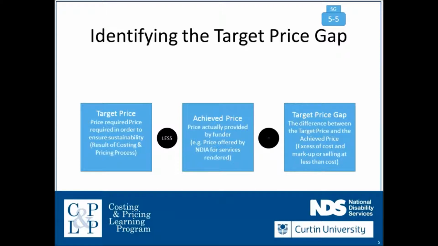So if the gap is negative, you need to examine the impact of this on your organisation and determine the best way to remedy it. If the gap is caused because you are not paid enough to cover your margin, this will have a medium-term impact on sustainability.